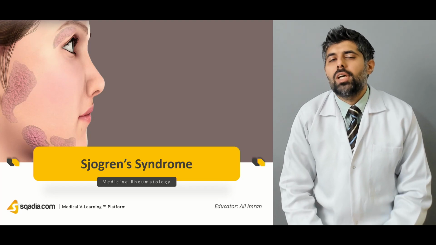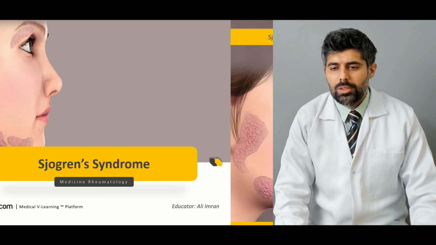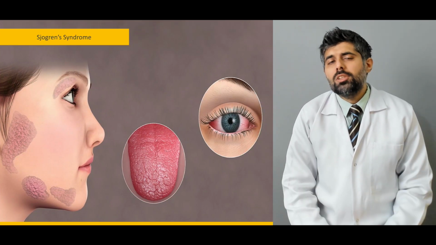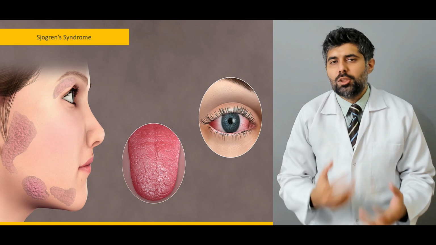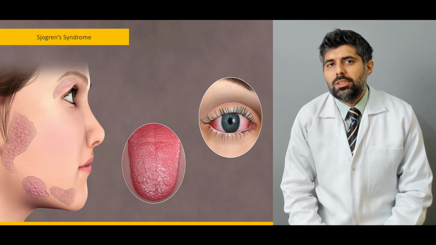The topic of today's lecture is Sjogren syndrome. So let's get on with it. Sjogren syndrome is described as a slow, progressive, inflammatory autoimmune disorder.